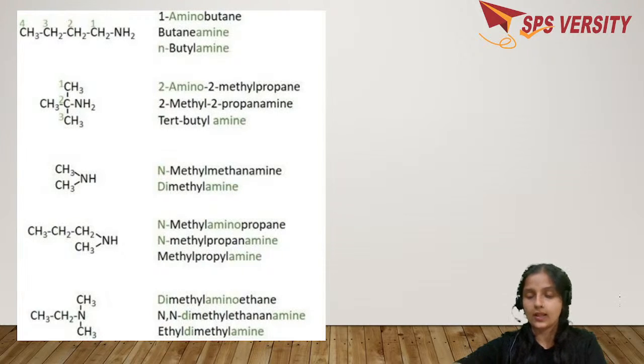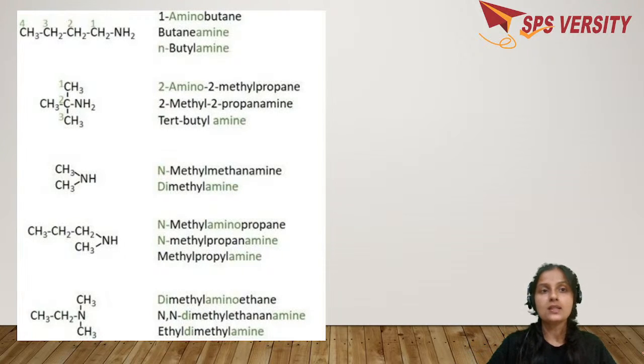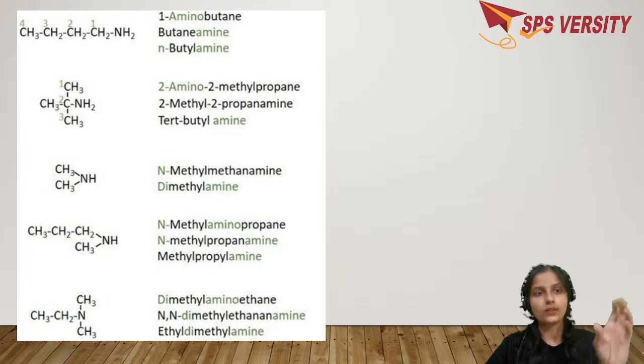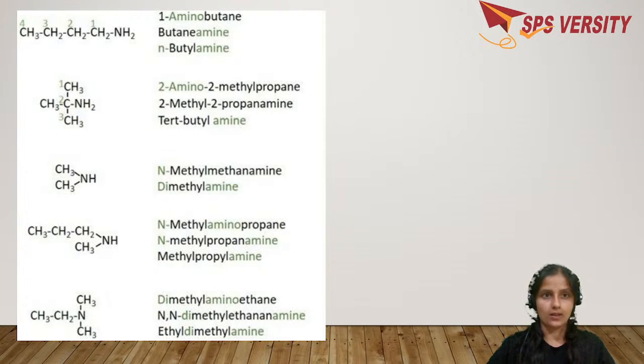How do you name them in the IUPAC nomenclature? Since the amine group doesn't contain any carbon atoms, you have to follow the longest chain rule first. Once you find out the longest chain, if there is only one functional group, that is amine, then you have to set the chain in such a way that the amine group gets the lowest number.